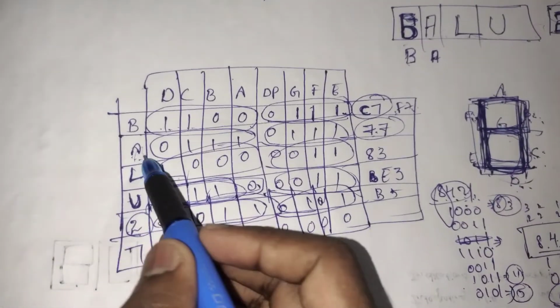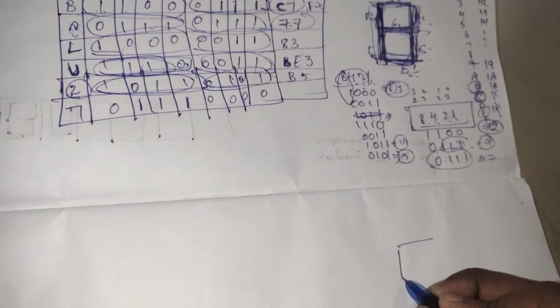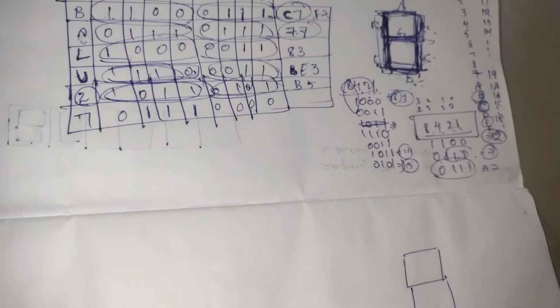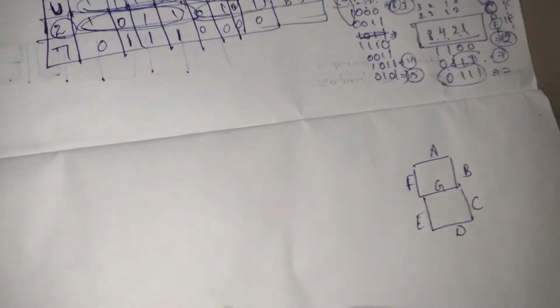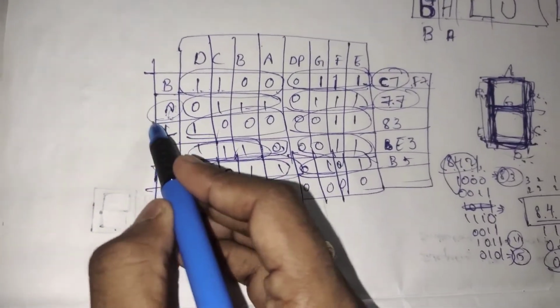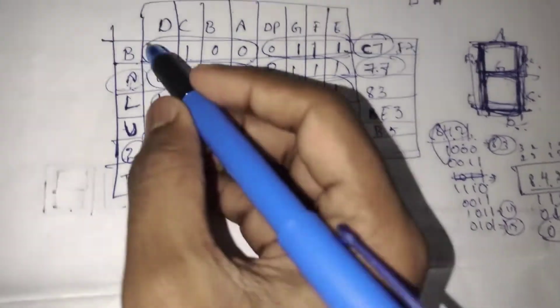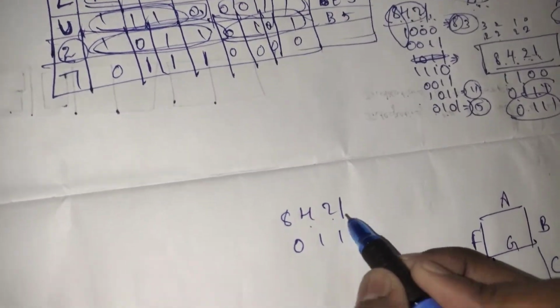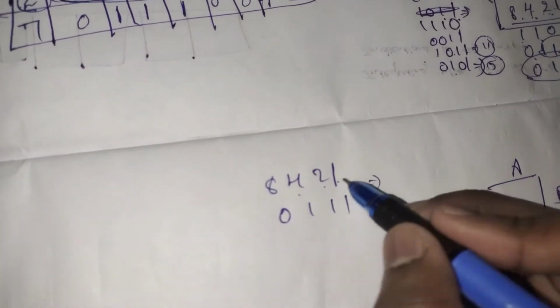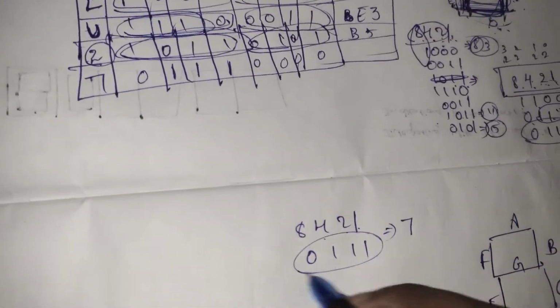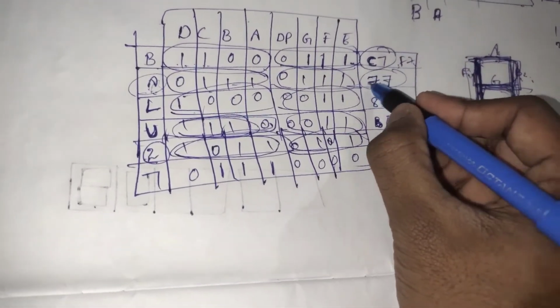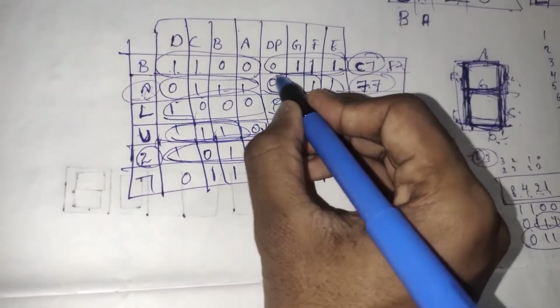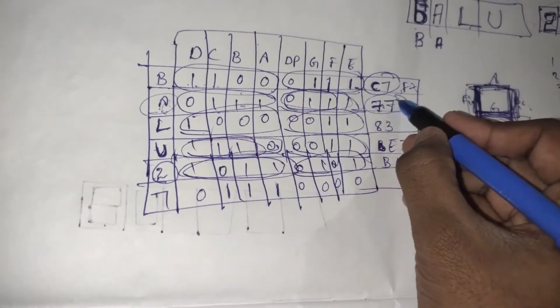Now the next letter is A. For A to be displayed, I will be drawing it again. It is clumsy. D, C, B, A, F, G, E. So for displaying the second letter A under 8421, write these letters 0, 1, 1, 1, 0, 1, 1. So 4 plus 2 plus 1, this is 7. Next, I have written 7 over here for the first letter. And 0, triple 1, the same thing, this is also 7.